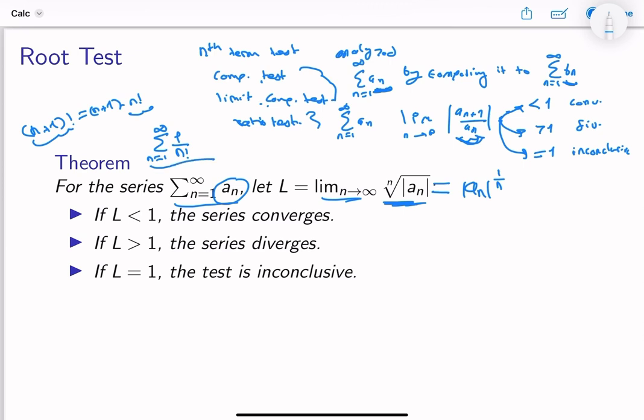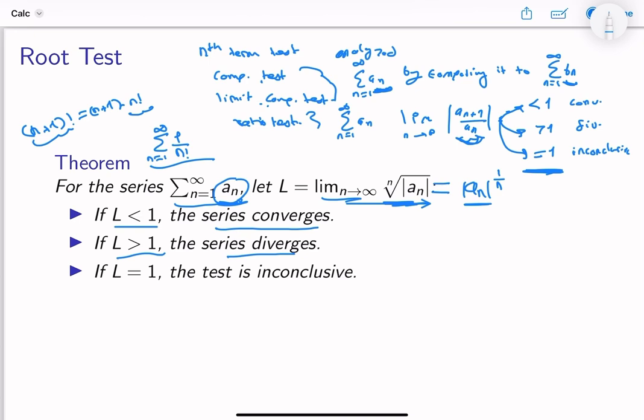So similarly here, the root test is gonna say, you need to compute this limit. You need to take the sequence that you have, the an, take the absolute value of it and take it to the power 1 over n. And then you ask if this limit is less than 1, then we have that the series is convergent. If the limit is bigger than 1, then the series is divergent. However, if the limit is 1, then the test is also inconclusive, just as in this case. So it doesn't tell us anything.